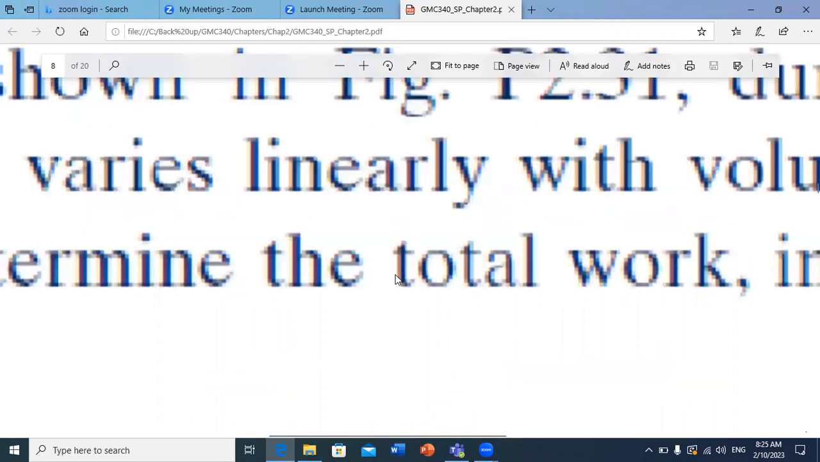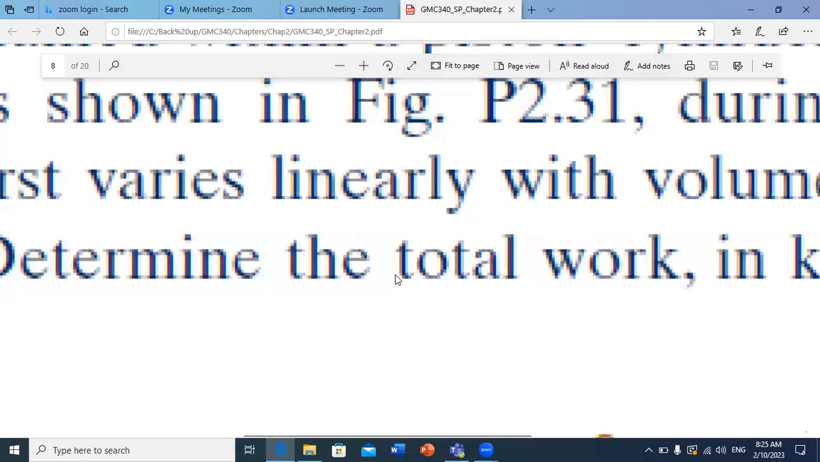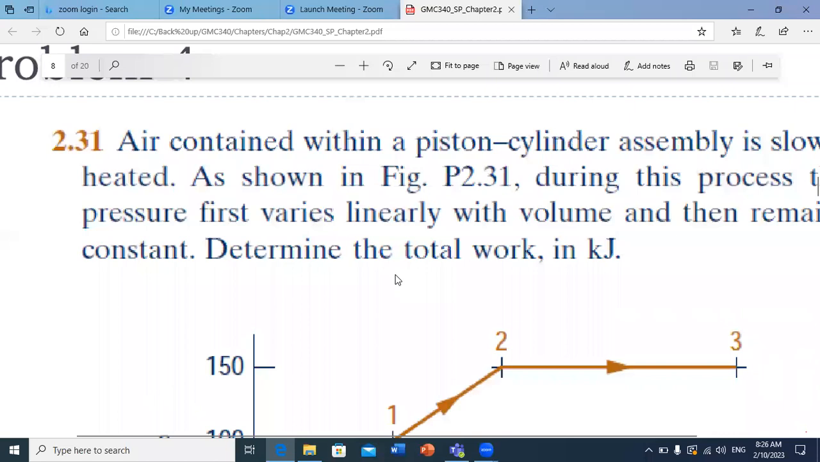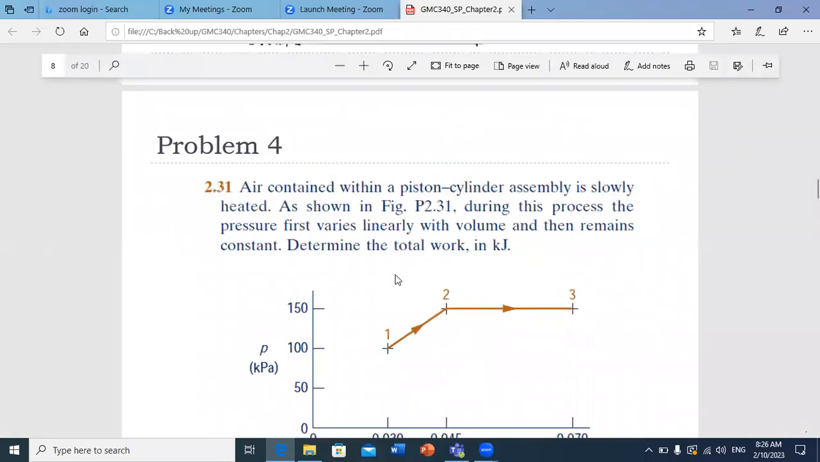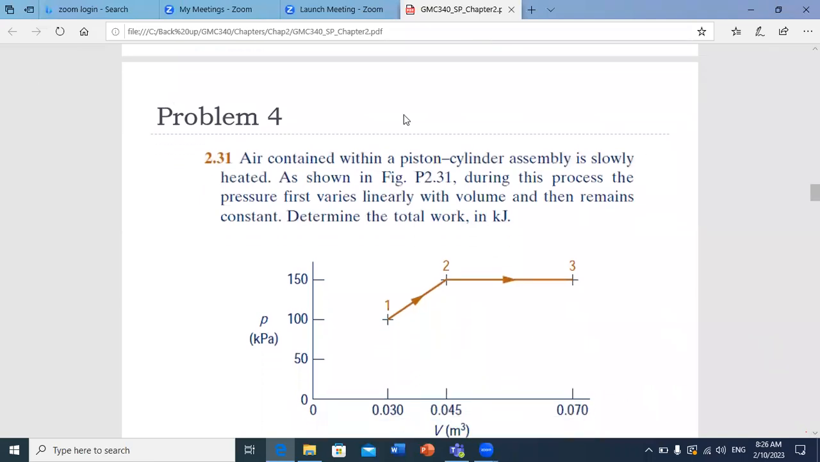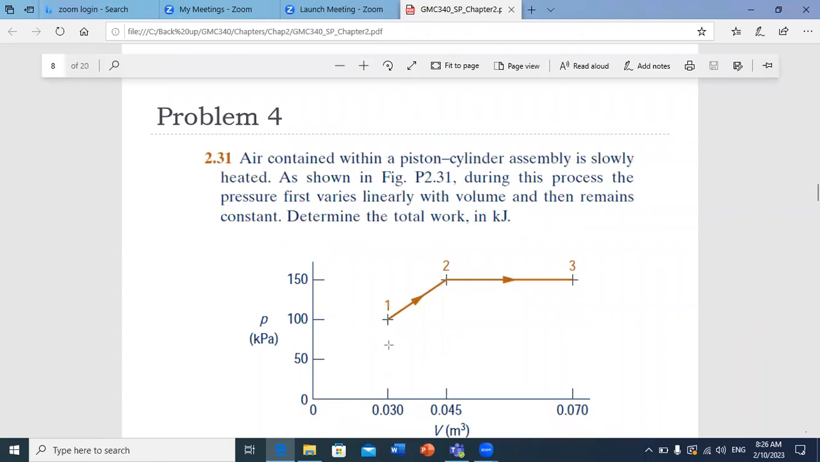So here also, it's a simple problem. We have two phases of pressure variation, one that is linear, one that is constant. And we want to find the total work. So we can do it graphically here. We can say we have P as a function of V. So the work is equal to the area under the graph. And we can divide this area into two parts.